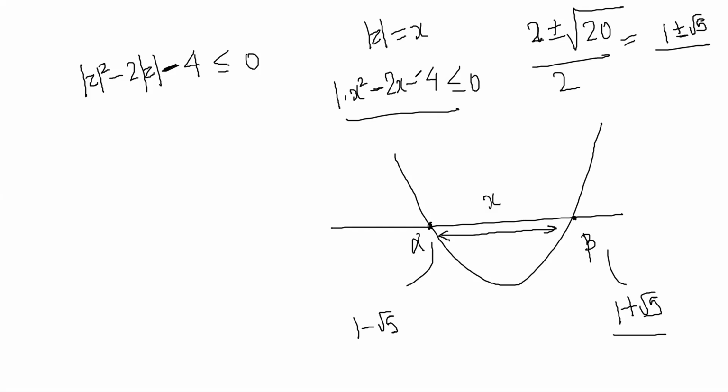Then there is, among the complex numbers which satisfy this, find the complex number which has a, b, c, d. Okay.